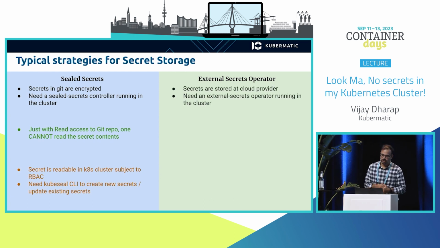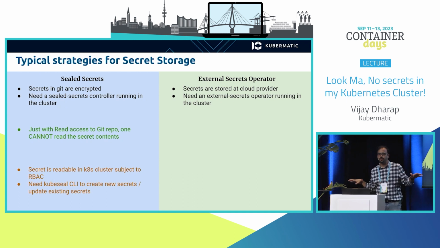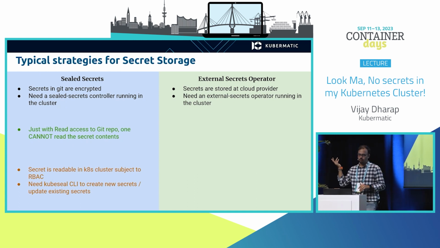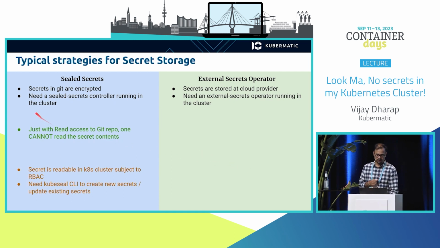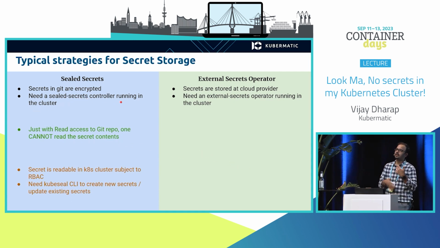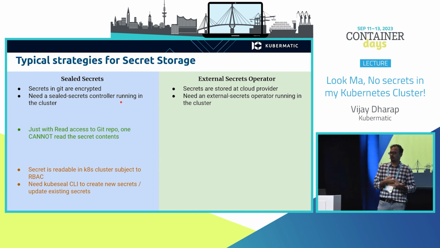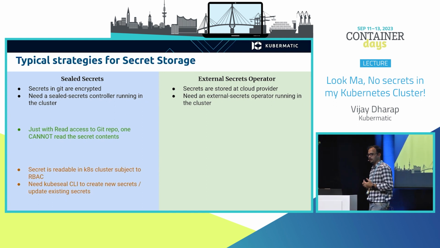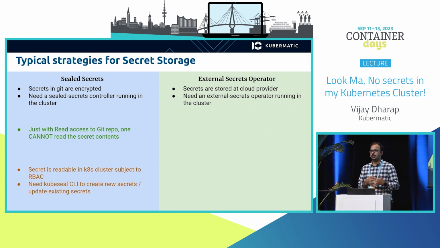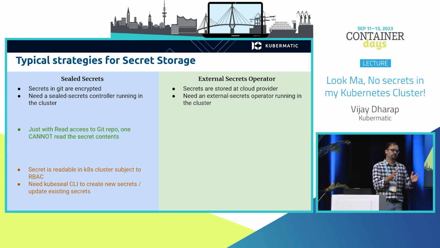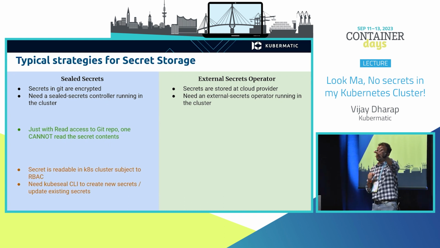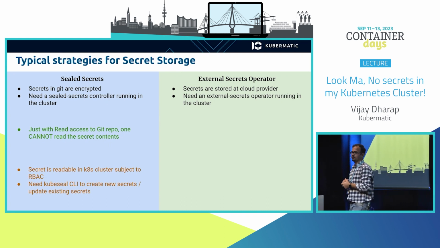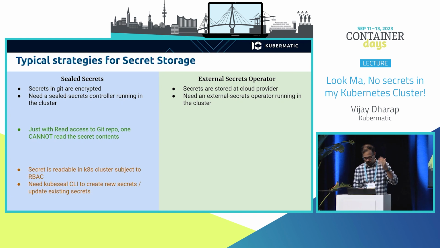What it does is the secrets are now not stored in Git. They are stored rather in one of the cloud providers. And like it was for Sealed Secrets, where we need a controller running in the cluster, here also we need to have an External Secrets Operator running in the cluster, so that the operator has just one job: go and talk to various cloud providers, get the secret, and make it available as a secret.